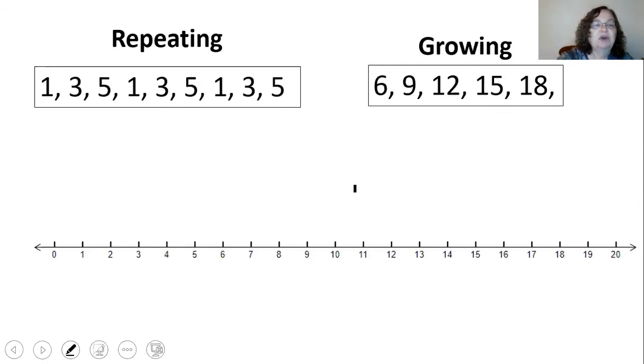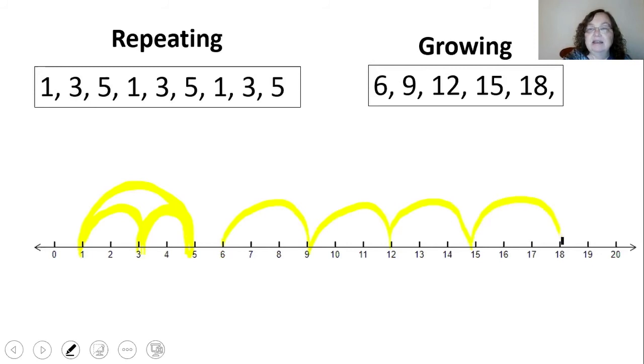So let's first start with the repeating pattern of 1, 3, 5, 1, 3, 5, 1, 3, 5. It just stays in the same space, right? But let's look at the growing pattern. 6, 9, 12, 15, 18, and we see that it's just going to keep going on down the number line.